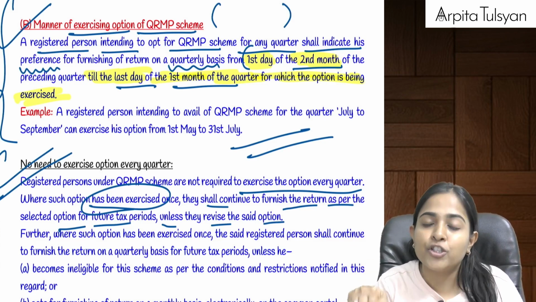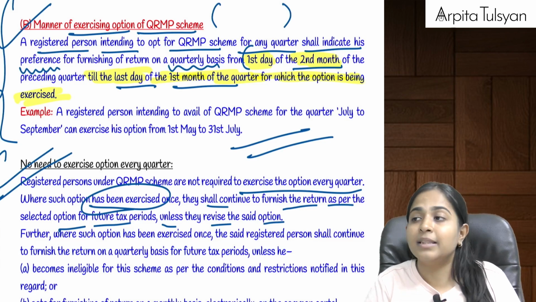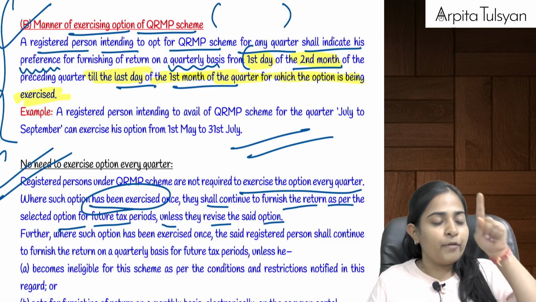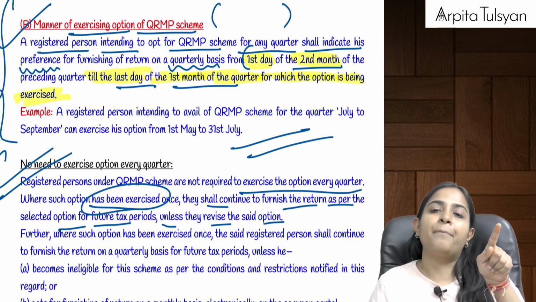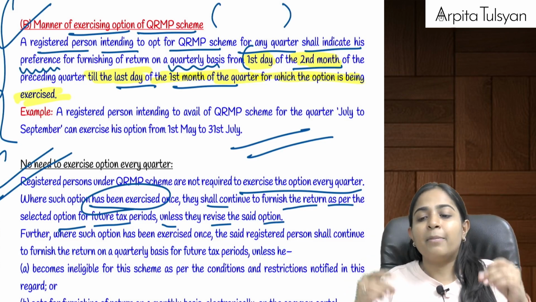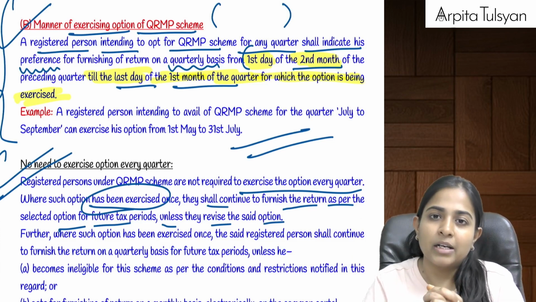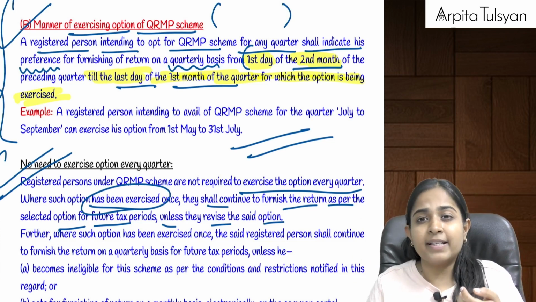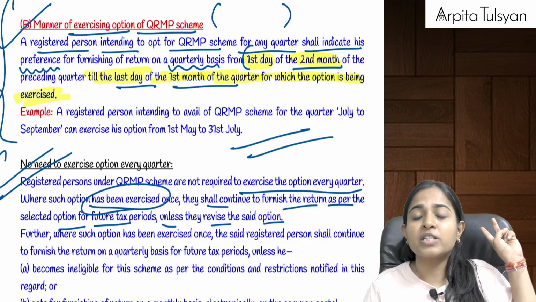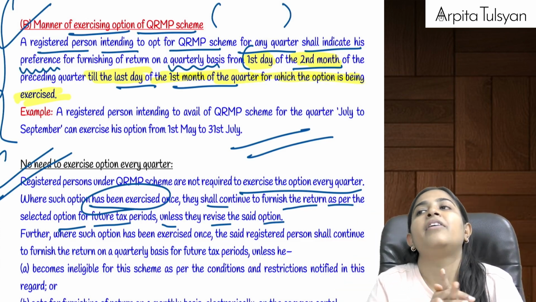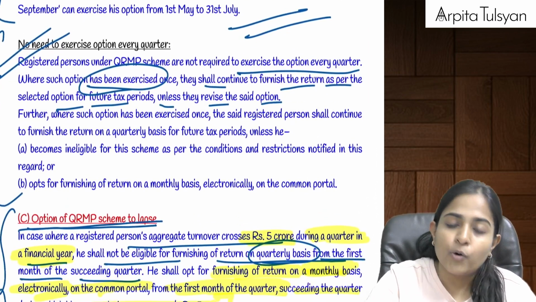The current quarter for which you want to opt is April to June. First month is April, and the last day of April is 30 April. So between 1st Feb to 30 April, within this time frame, you have to opt for the scheme of QRMP. Are you clear with this? Basically, I can simplify and say: last 2 months of the previous quarter and first month of this particular quarter.